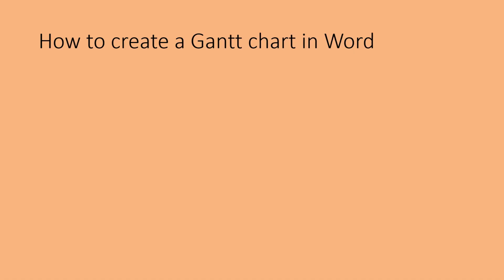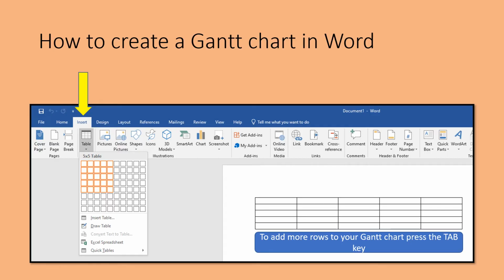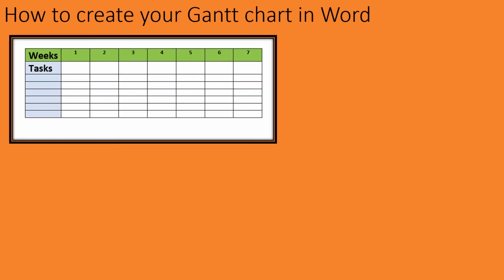Let's quickly look at how to create a Gantt chart in Word. So here's a screenshot from Word, and under the Insert tab, you can go to Insert Table and draw out basically the number of columns and rows that you require. To add more rows to your Gantt chart, you just press the Tab key on the keyboard. You can then format your table so it looks like this.